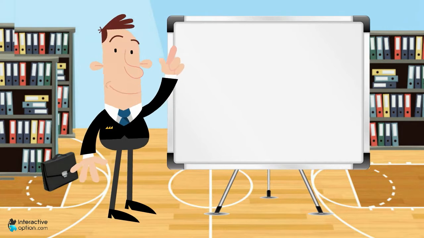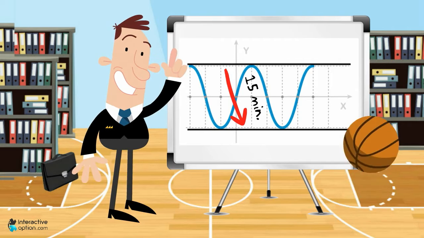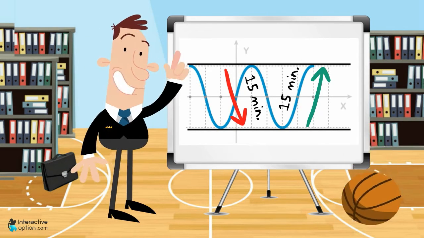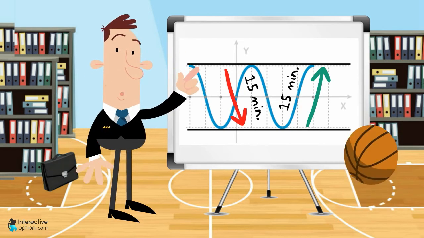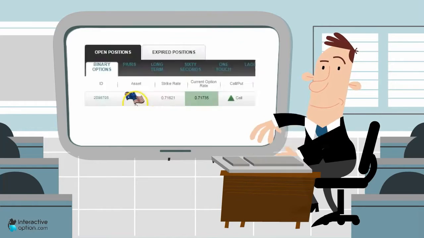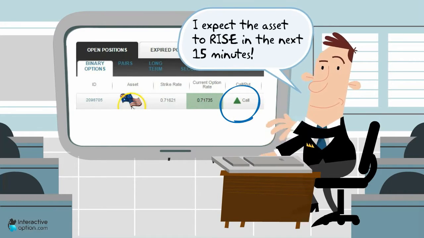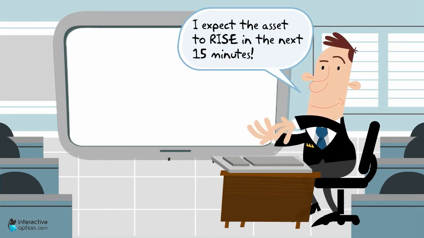So if we were going to compare this financial chart to basketball again, imagine it takes 15 minutes for the basketball to leave the ball handler's hand to hit the floor, and another 15 minutes for it to go from the floor to the player's hand. Kinda like a super freaky slow motion replay. And this is why I opened a call position on the Australian dollar versus the US dollar. A call position means I expect the asset to rise in the next 15 minutes.